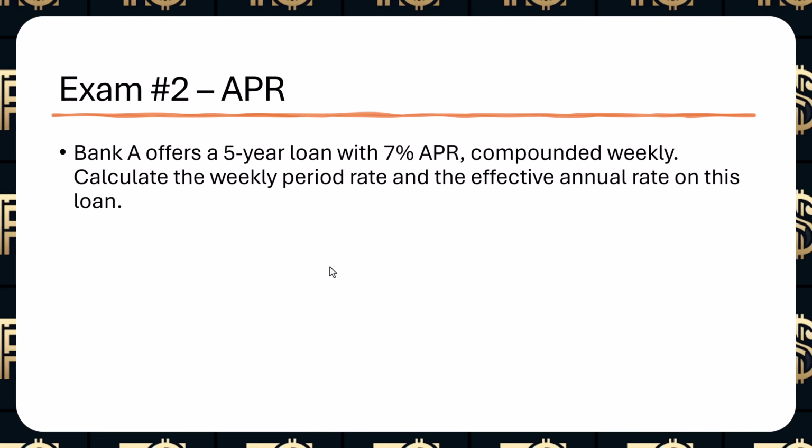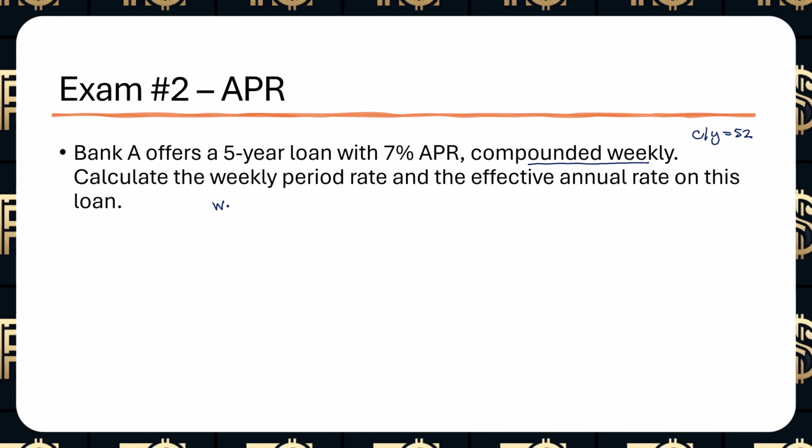Bank A offers a 5-year loan with a 7% APR compounded weekly. So we'll use 52 compounding periods per year in this example. Calculate the weekly period rate and the effective annual rate on this loan.